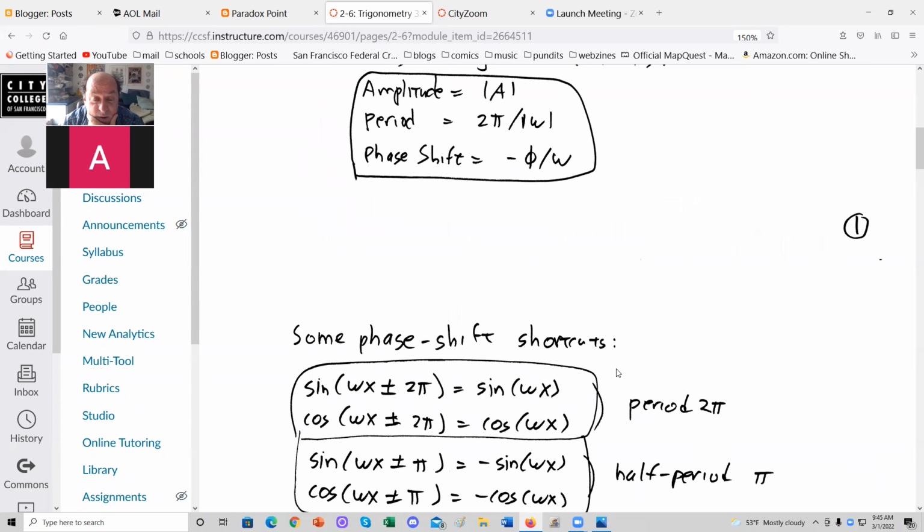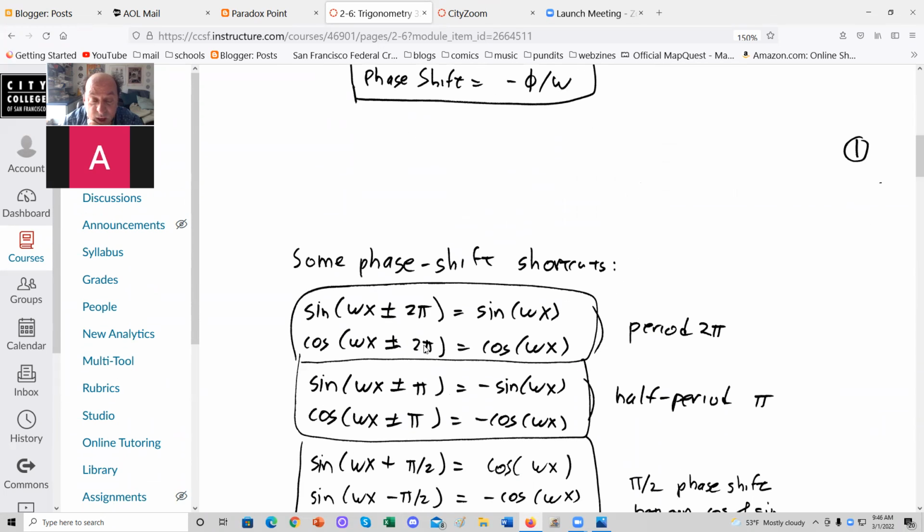Now, there are some phase shift shortcuts. If you're adding or subtracting 2 pi, you get back to where you were. That's period 2 pi. Sine of (omega x plus or minus 2 pi) is sine omega x, cosine of (omega x plus or minus 2 pi) is cosine omega x. Now, if you shift left or right by pi, that's a half period. So sine of (omega x plus or minus pi) is negative sine omega x, sine goes to its opposite. Same deal with cosine: cosine of (omega x plus or minus pi) is minus cosine omega x.